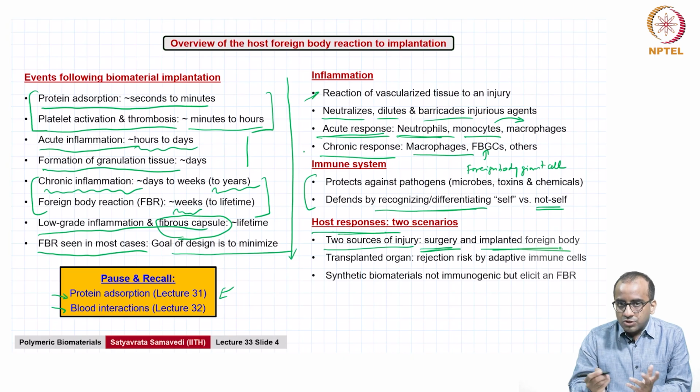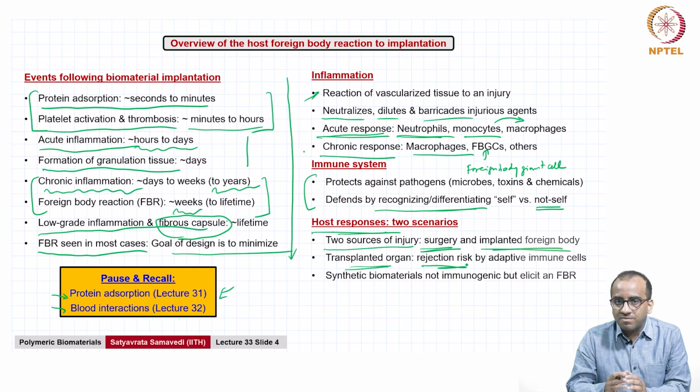And the two scenarios could be, one is a transplanted organ, like a xenograft, like I just said. And here there is a rejection risk by adaptive immune cells. So these are immune cells that recognize these self versus non-self markers. So if you have a xenograft that has not been processed correctly, or if you have even a tiny amount of residual cells from the donor, then that can be severely problematic.